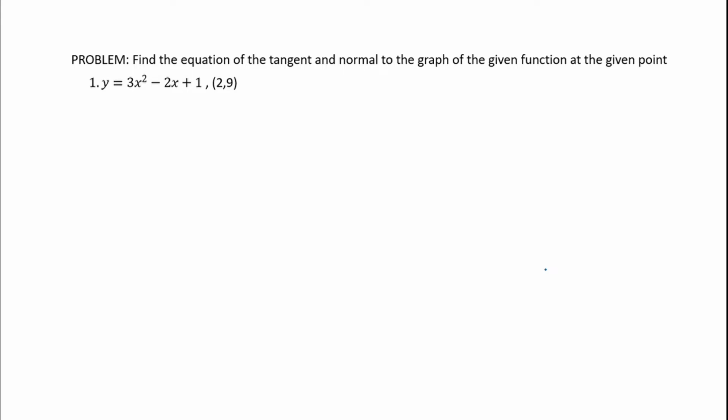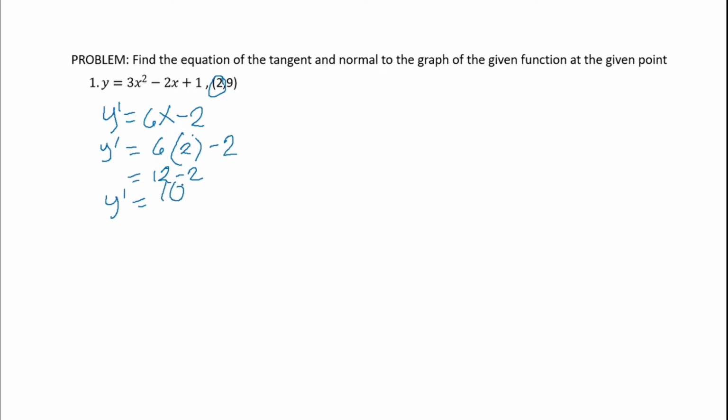In this case, we first get the first derivative of 3x squared minus 2x plus 1. So y prime is equal to 6x minus 2. Since the point is (2, 9), the derivative there is equal to the slope of this curve. So y prime is equal to 6 times, you substitute the value 2 for x, minus 2. Therefore we have 12 minus 2 is equal to 10. So y prime is equal to 10, and this is the slope of the curve.